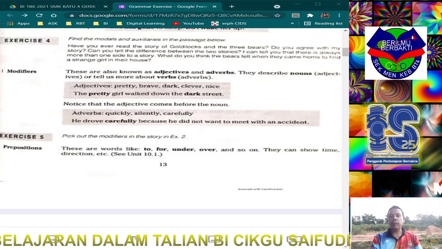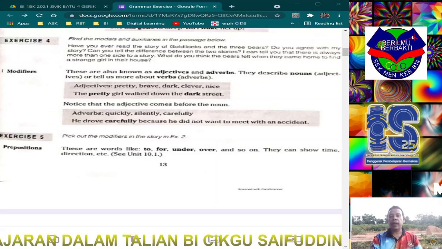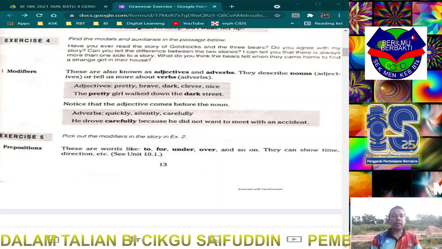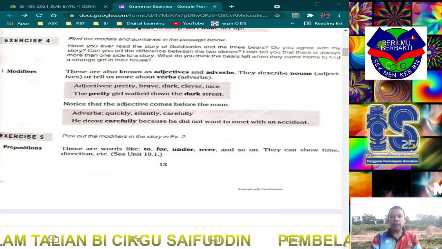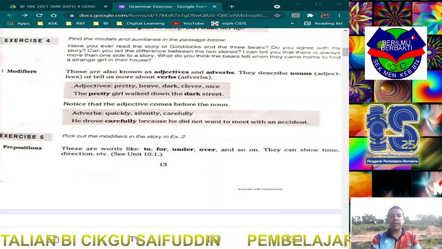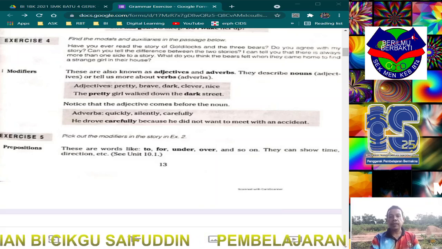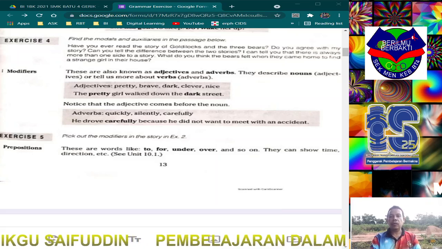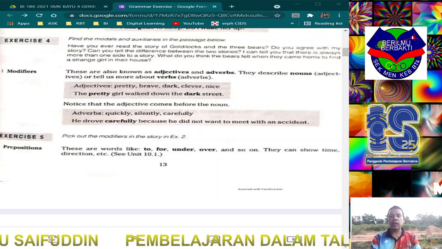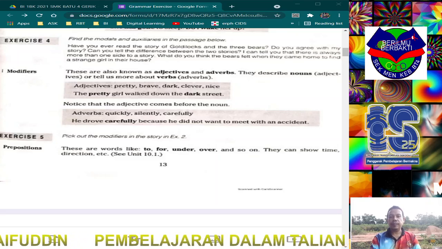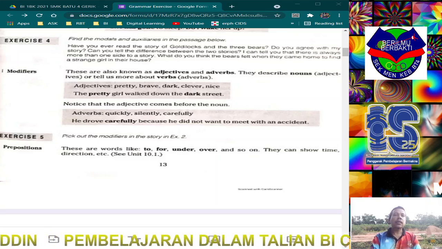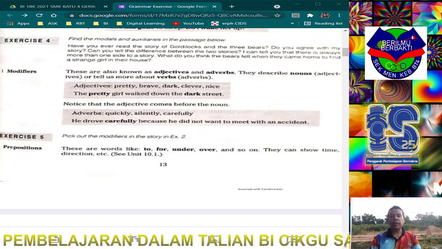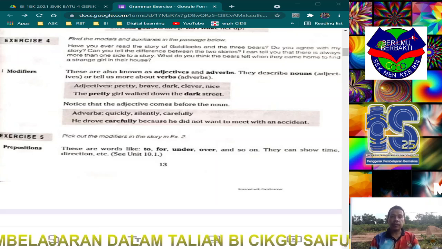He drove carefully because he did not want to meet with an accident. Okay, nampak? Dia berada di hujung selepas kata kerja. He drove carefully. He walked slowly. Itu adalah adverbs. Yang di atas ni adalah adjective. So, both of them is under the category of modifiers.